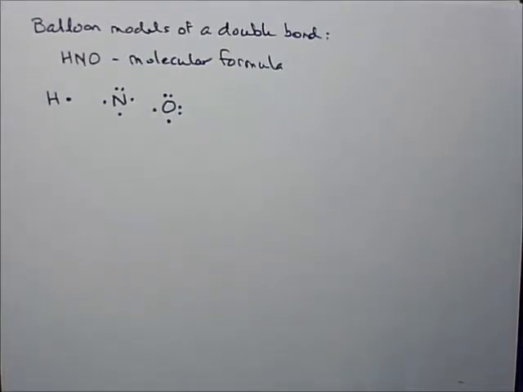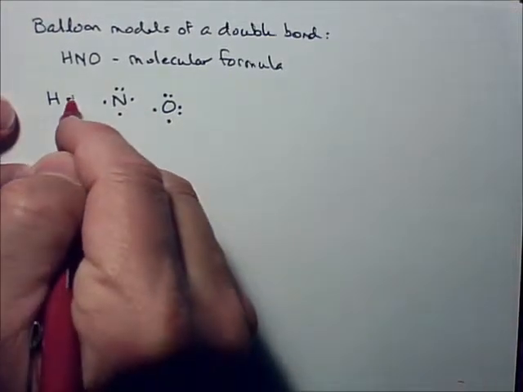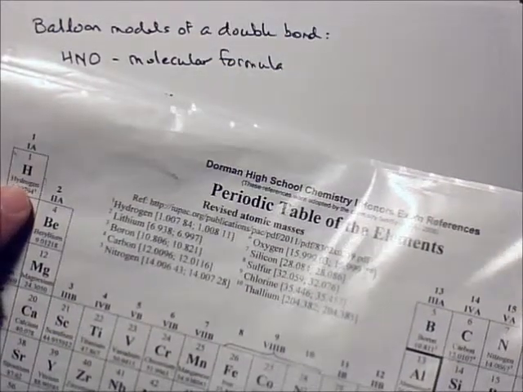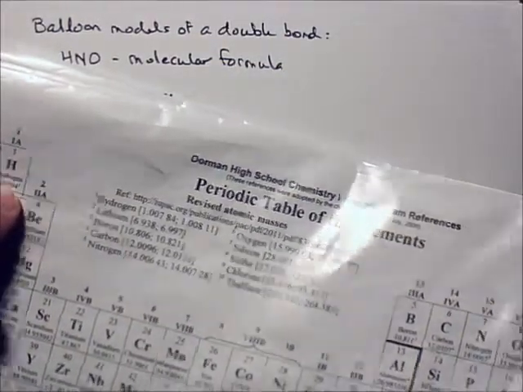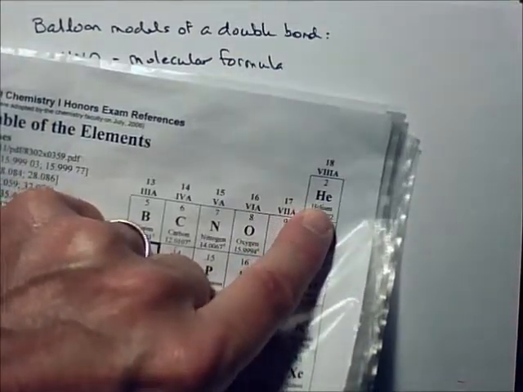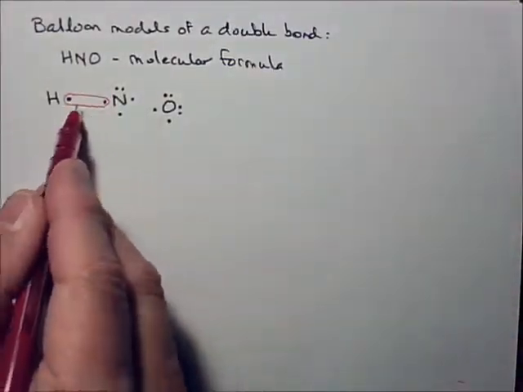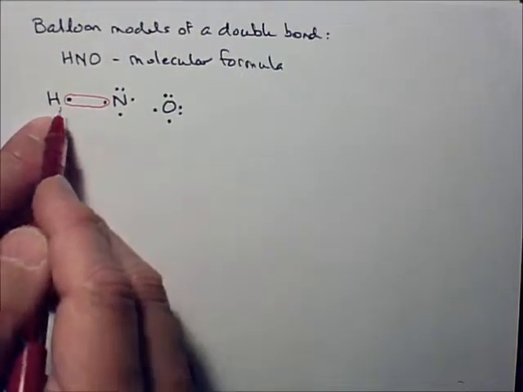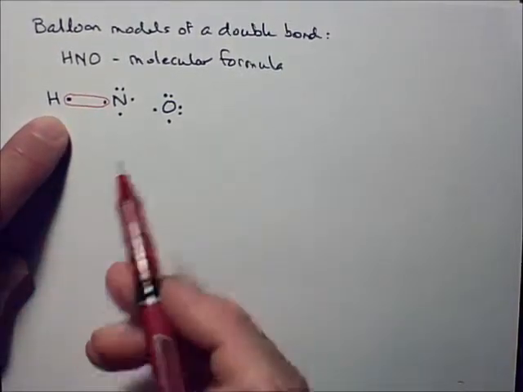Let me find the pen that I want to use for this. So I can share this electron here. Hydrogen only wants 2 electrons, since it's right here and it wants to be like its next highest noble gas, which is helium. Helium only has 2 electrons. By sharing an electron with nitrogen, that would give hydrogen the 2 electrons it wants.